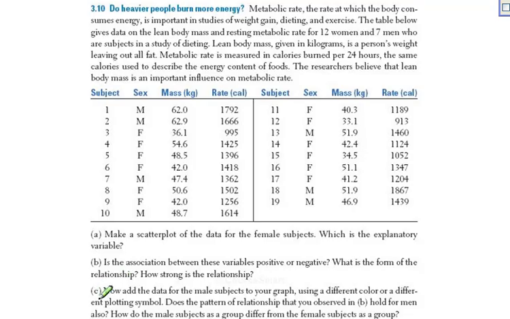Now, part C of this problem wants you to do all the data together, which you should be able to do. You're just going to add those points into the calculator and do the regression again and see how different it is for all of them together, because we've already looked at how the males look, how the females look, and then be able to talk about them together.